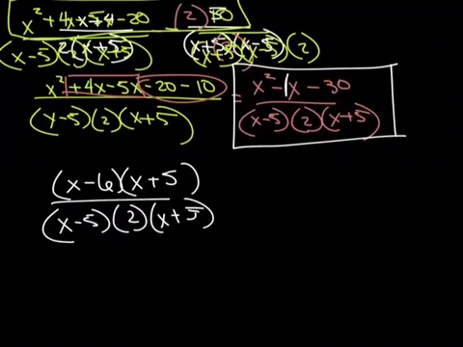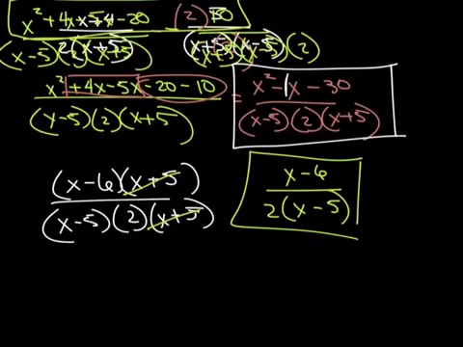And look what we can do. We got that and that. We can cancel because we're canceling the entire group. And that gives me an x minus 6 on top and a 2 times x minus 5 on the bottom. And I'm done. Okay, so that is it for the 7.3b lecture.